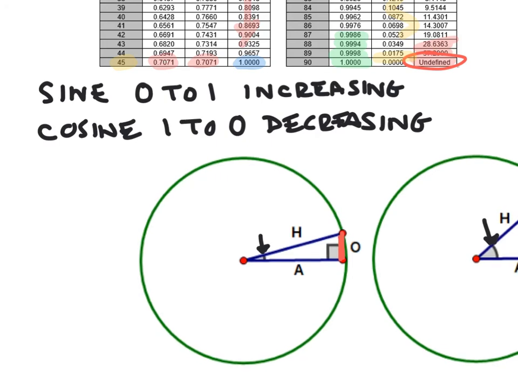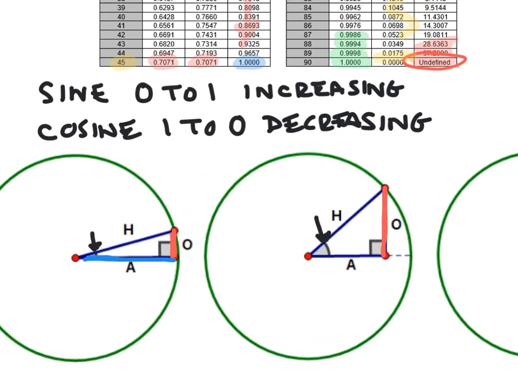Now, why would cosine decrease? Well, let's take a look at it. Again, starting with a small angle, cosine is the value here of adjacent to hypotenuse. Notice it is quite large, and it's very similar in size here. So if that angle was tiny, A to H would be very close to a 1 ratio.